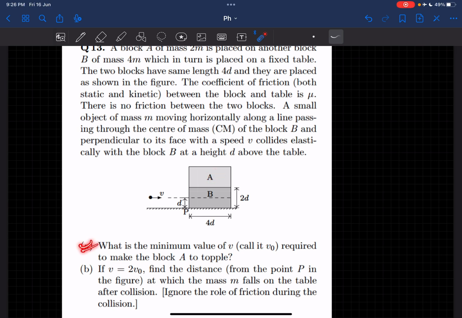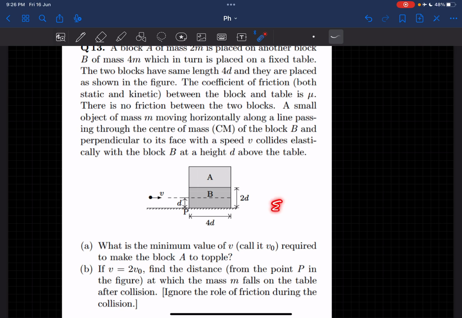That's question number one. And for part B, we're given that V equals V naught. So let's say after collision, this gains a velocity of U towards the left. So it's going to be performing a projectile motion. We are required to find the range of that projectile motion after collision. And that's question B. It's also given that we can ignore the role of friction during the collision, which essentially just means we can conserve the momentum, right?